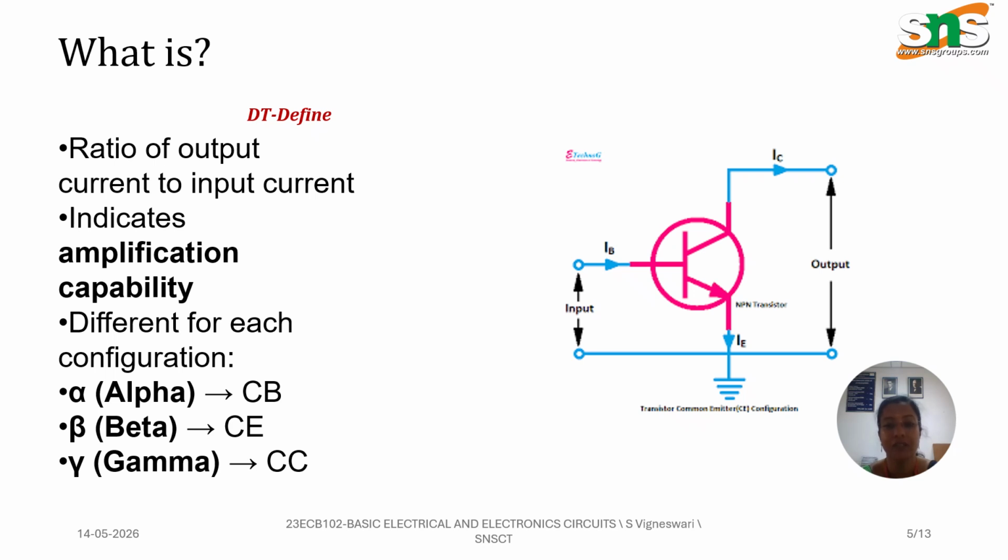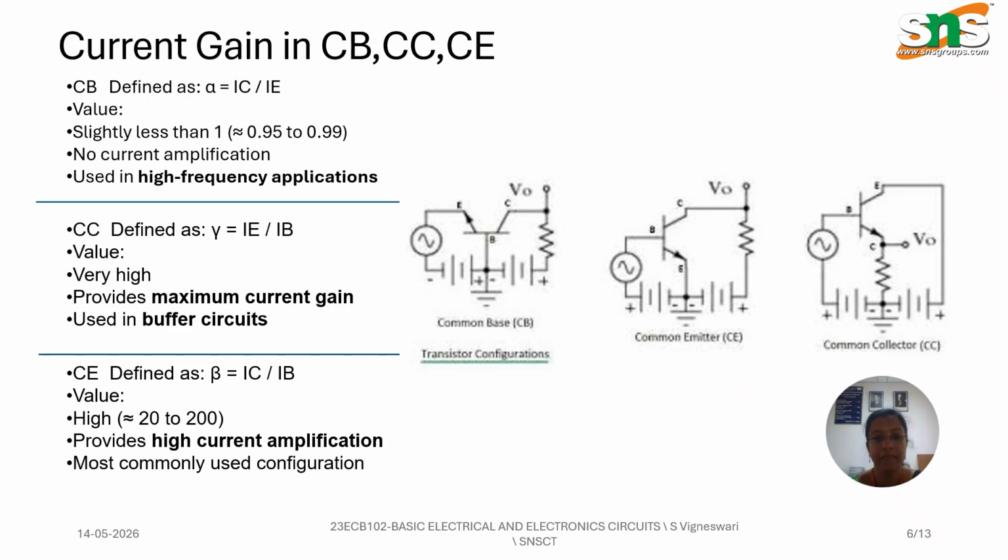So what is the current amplifying factor? It is defined as the ratio of the output current to the input current, and it indicates the amplifying capability of the transistor. In common base configuration, we refer to it as alpha, for common emitter we refer to it as beta, and for common collector we refer to it as gamma. Current gain in common base, common emitter and common collector.